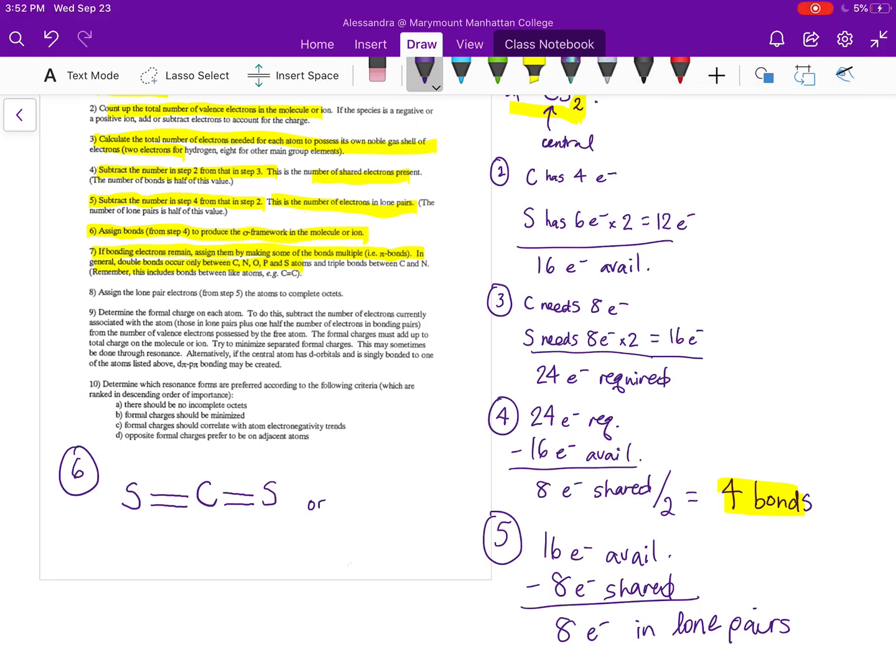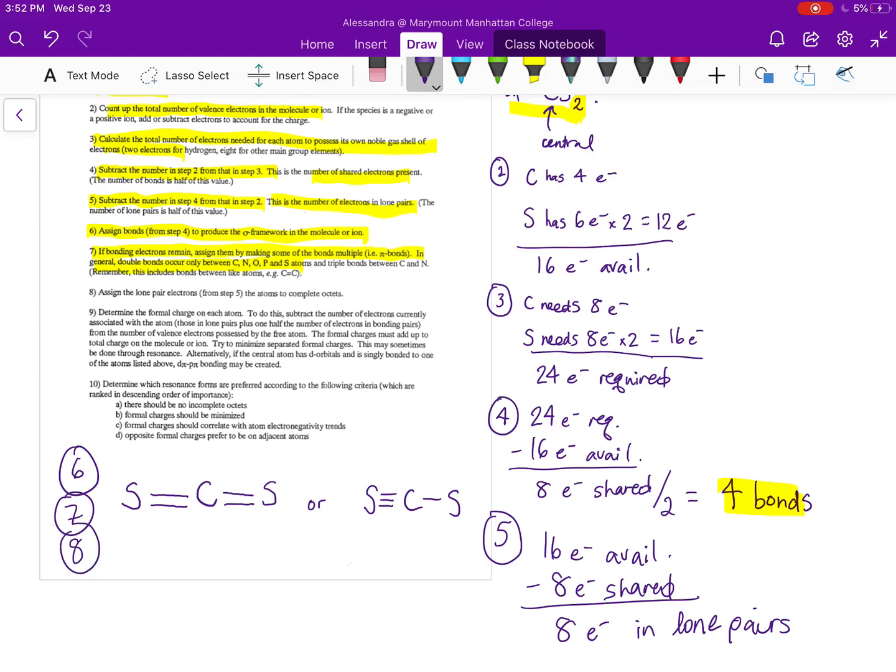Now, I guess another possibility that I could have drawn would be to arrange them asymmetrically so that I have a triple bond on one side and a single bond on the other. So those would be the 2 possible arrangements that I could do. This is step 6 and step 7.